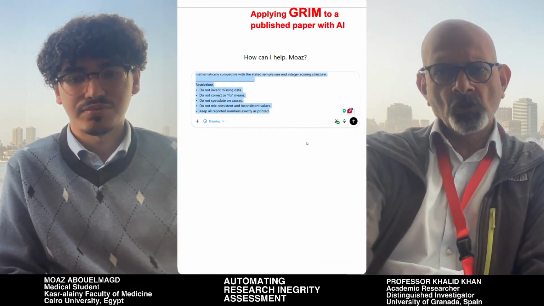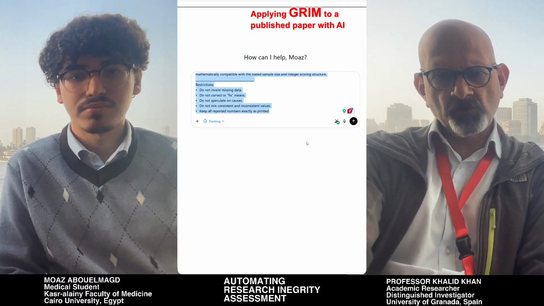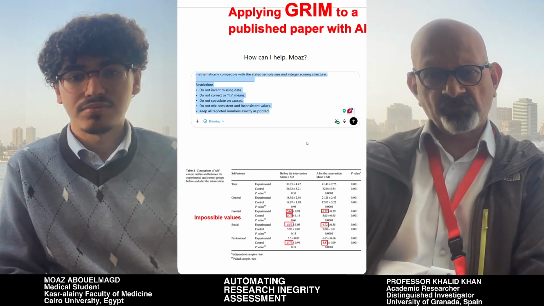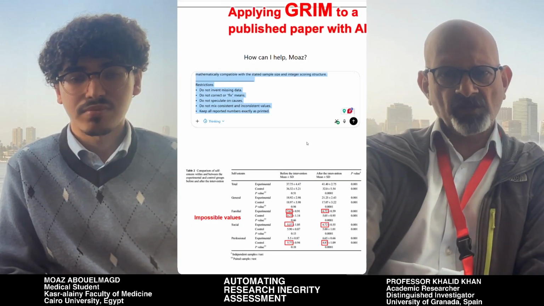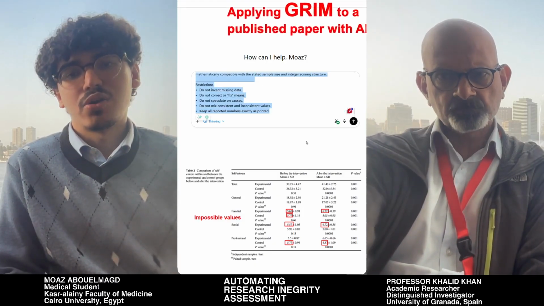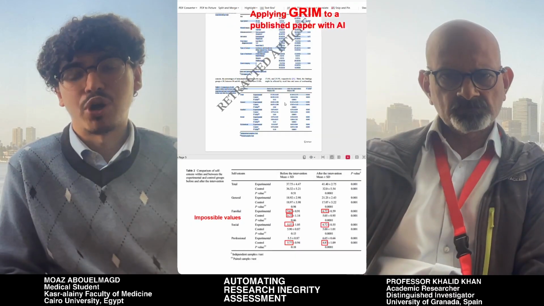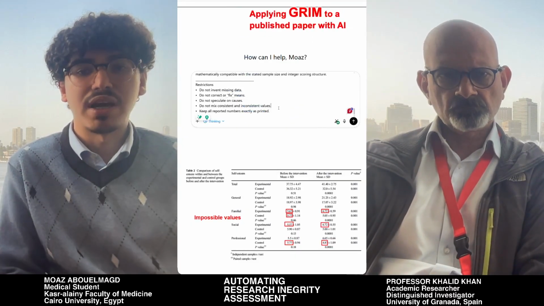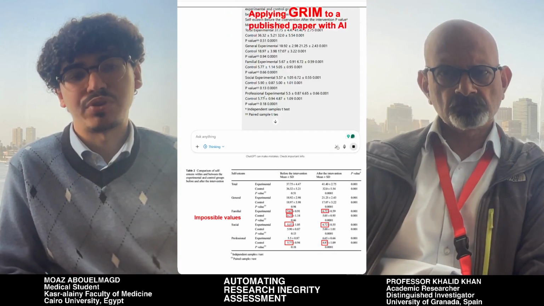So now let's turn to the application of the GRIM test via ChatGPT. What we wish to do is reproduce this analysis for you via the command structure that Moaz has implemented just a moment ago. Moaz, can you take us through it? Okay, we start with constructing a prompt. Our prompt is already developed, and then we copy the tables from the reported study and we add them to the prompt.